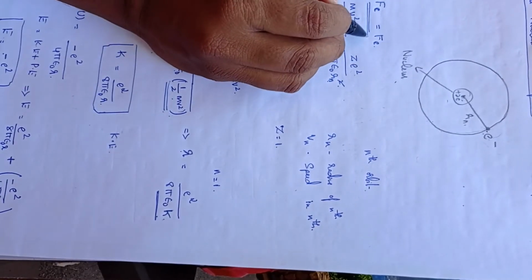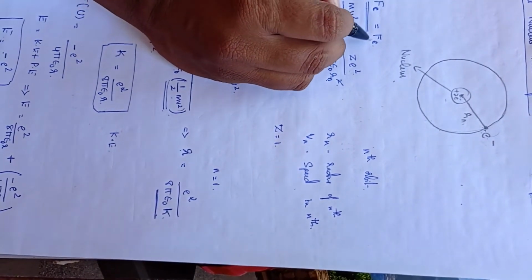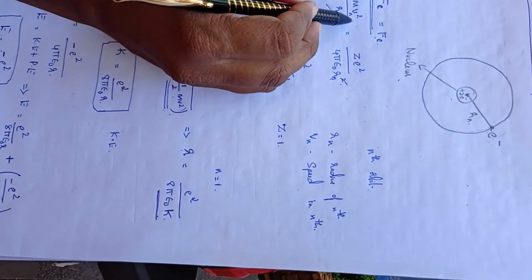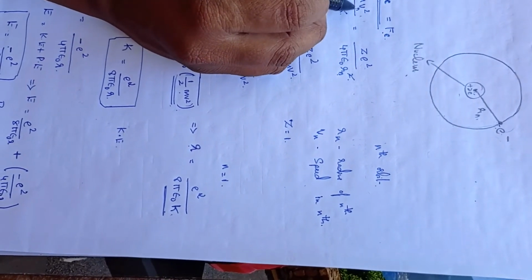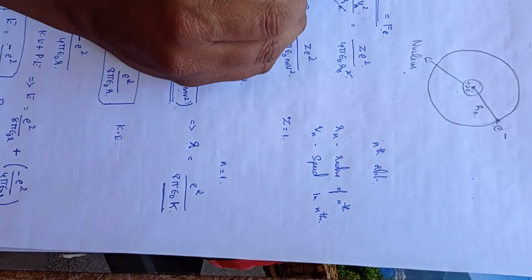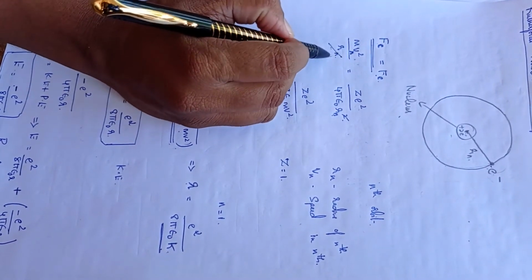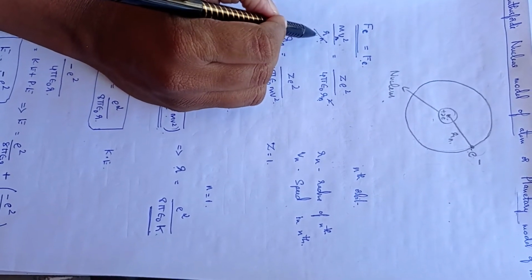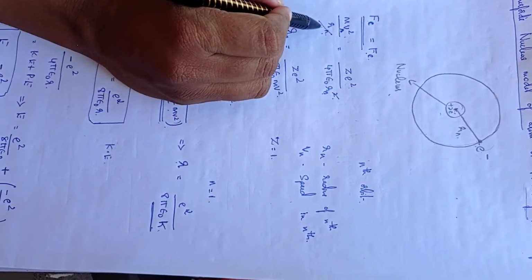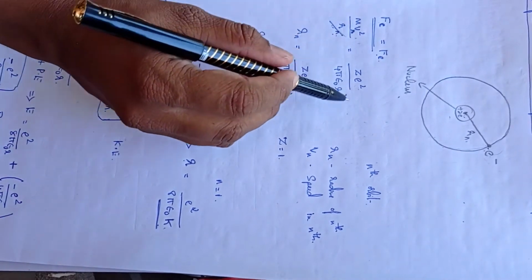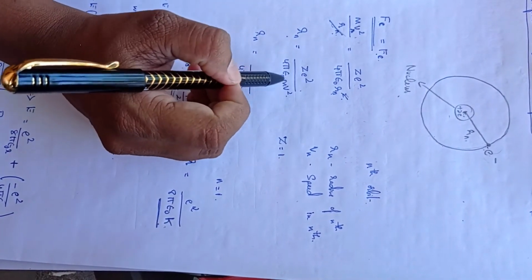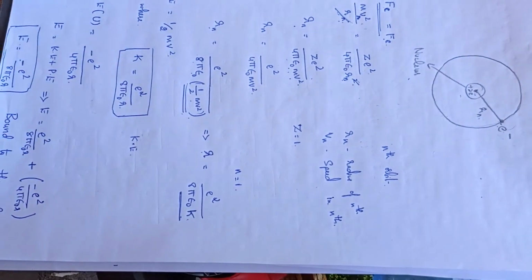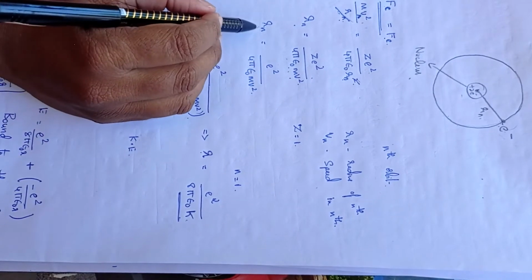Therefore, we take centripetal force equal to the electrostatic force between the nucleus and the electron. Centripetal force is given by mv square by r. Here we take it for the nth orbit of the hydrogen, so we write Vn and Rn. Vn is the speed of the moving electron in the nth orbit. Rn is the radius of the nth possible orbit. With this relation, we get Rn as Ze square by 4 pi epsilon naught mv square. For hydrogen atom, Z is 1 and n is 1.